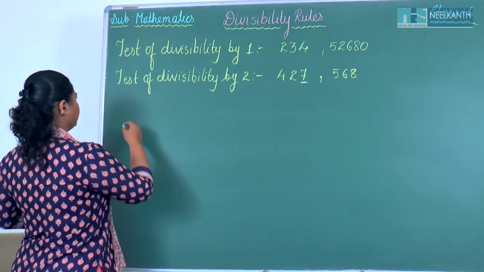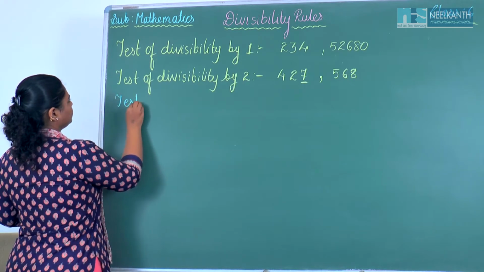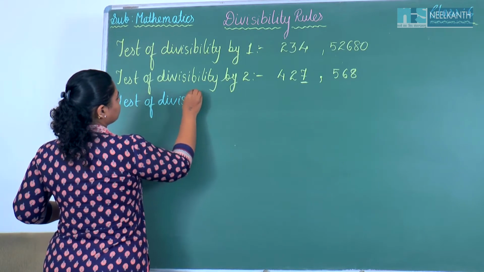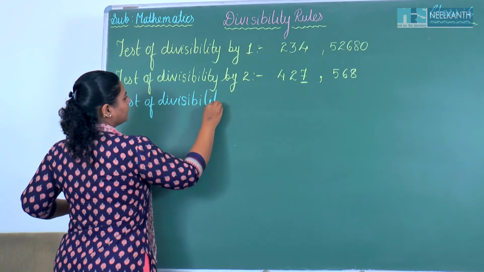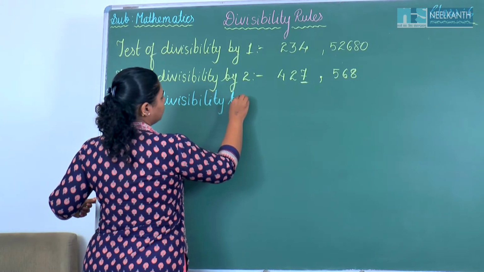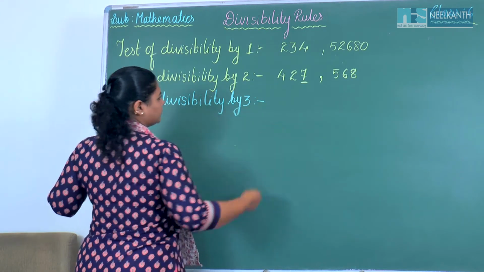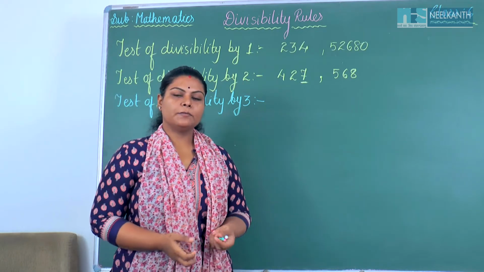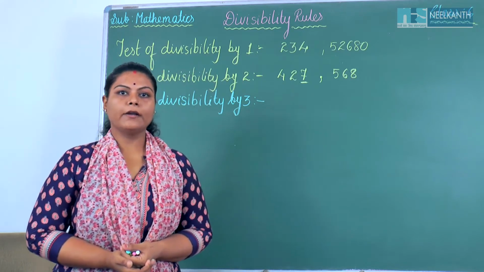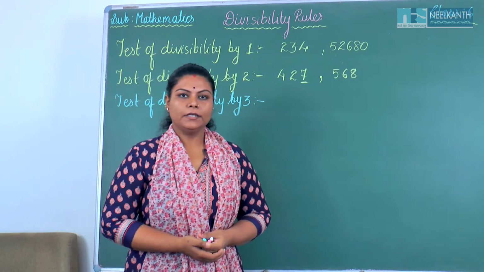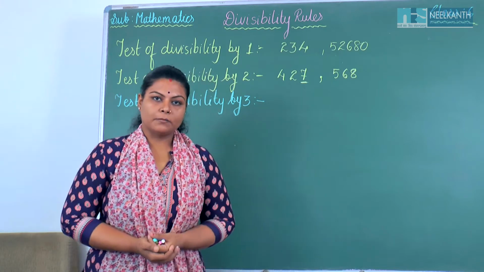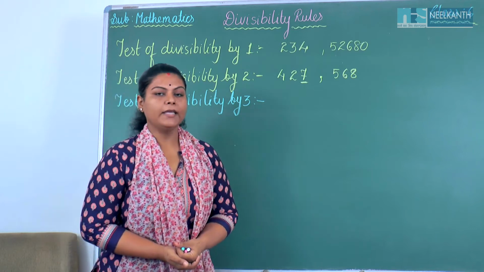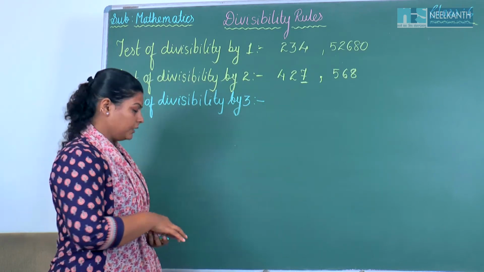Now let's check divisibility of 3. Okay, so for number 3, if we want to check the divisibility rule, first we have to add all the digits given in the number. If the sum of these digits is divisible by 3, then the whole number is also divisible by 3. Let's take one example.